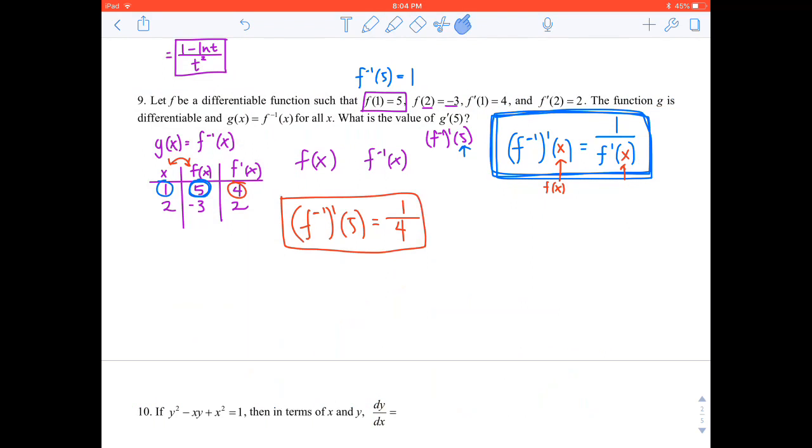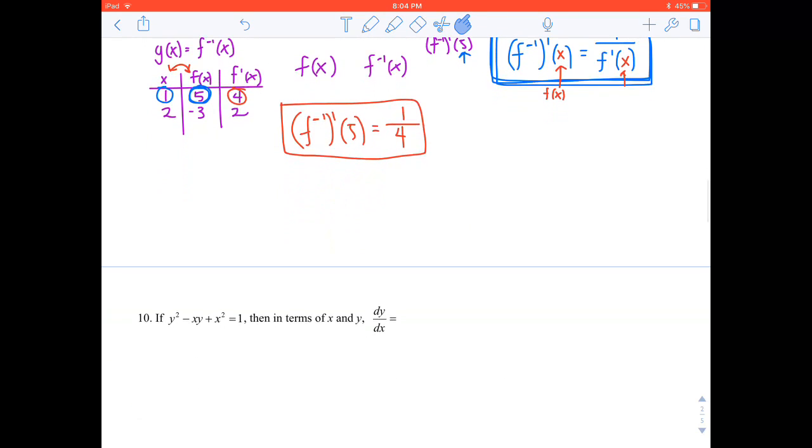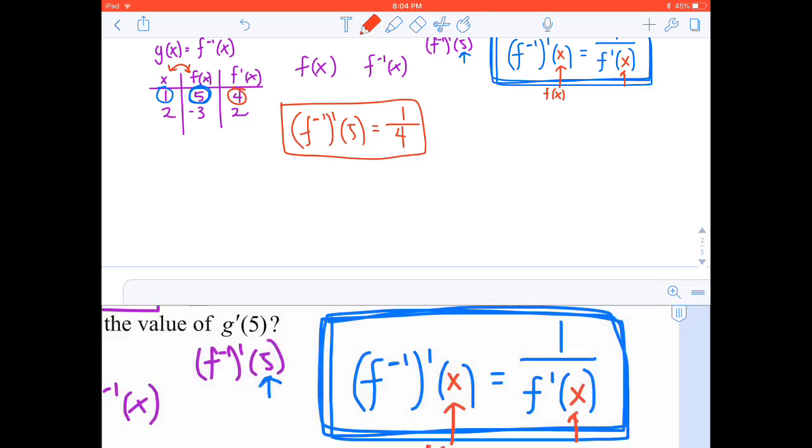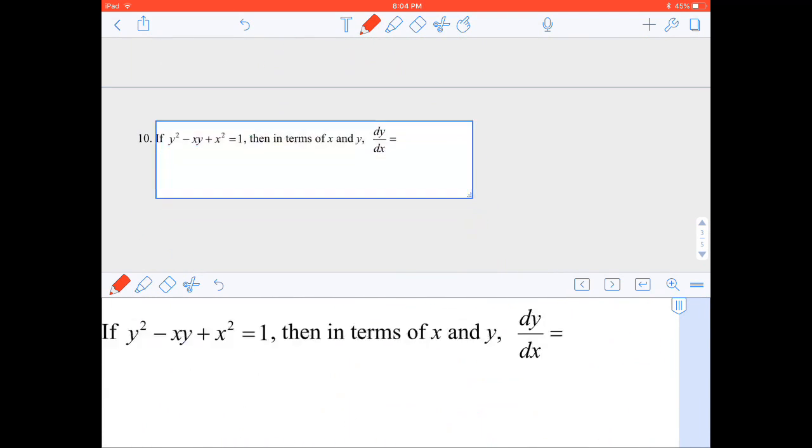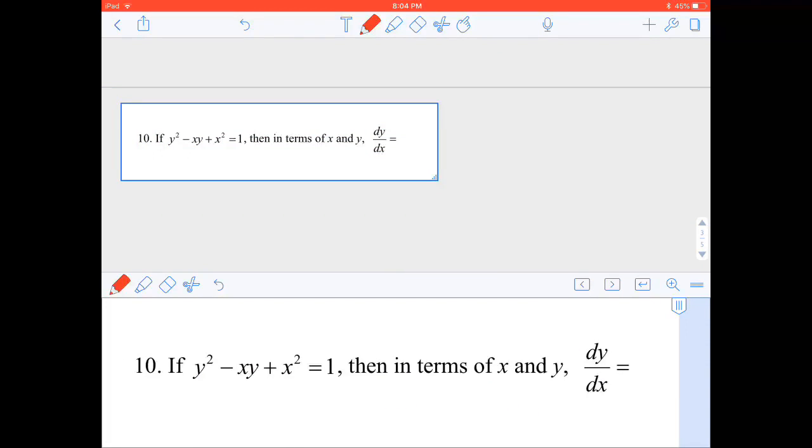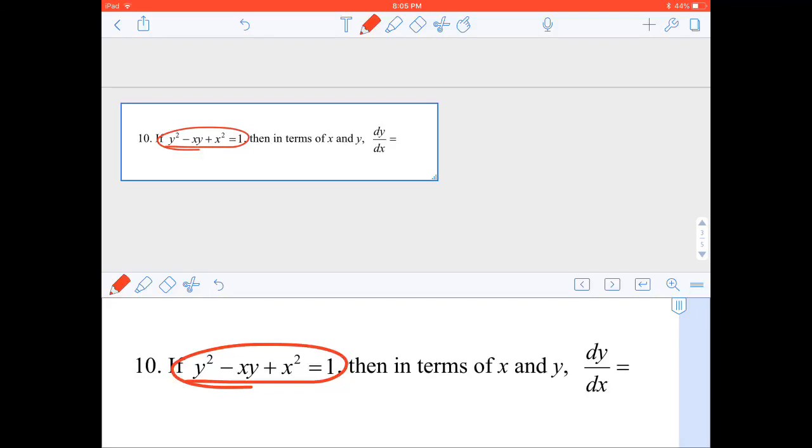So we're coming close to the end here. I don't want to go too long on this. So we're going to do some implicit differentiation here. How do we know we're using implicit differentiation? Well, we see a y in there with an x. So we're going to be taking the derivative of this whole function all at once.